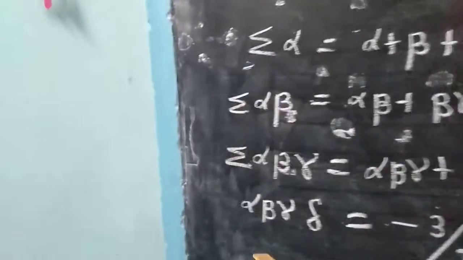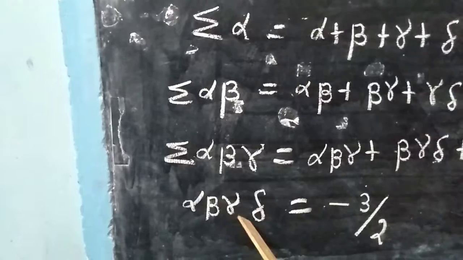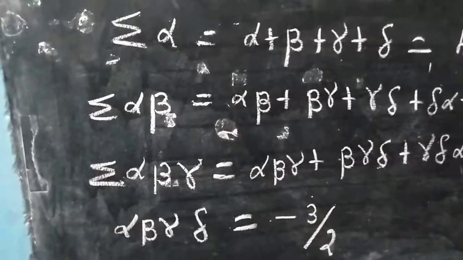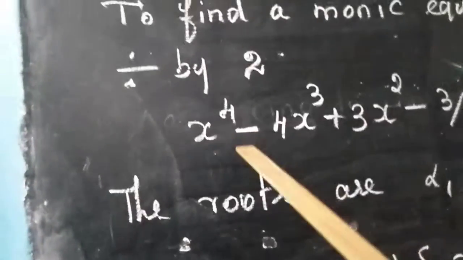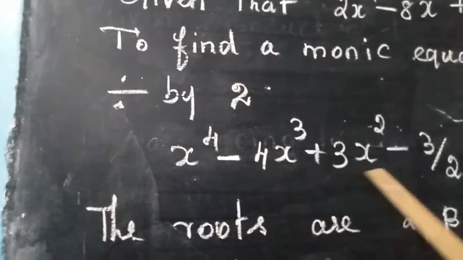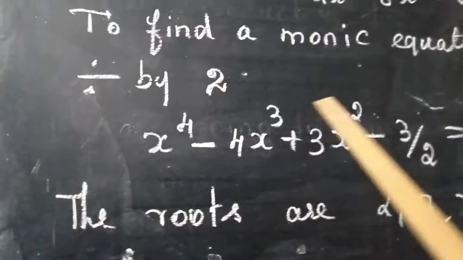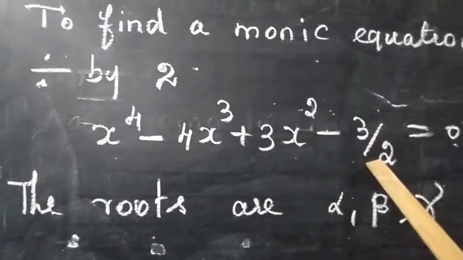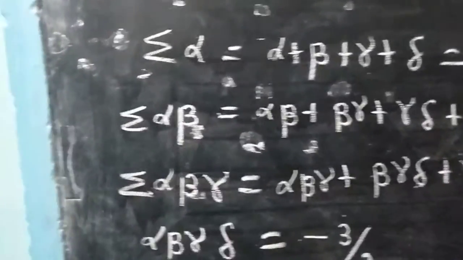Next we are trying to find out the product of all the 4 roots, that is alpha into beta into gamma into delta, which is equal to the constant term. Here we are taking the sign as it is, minus 3 by 2. Since this is a 4th degree equation, first we have to take the different sign, then the same sign, and then a different sign, but the x term is missing here and this is a constant term, so you have to take it as it is with the sign given there.